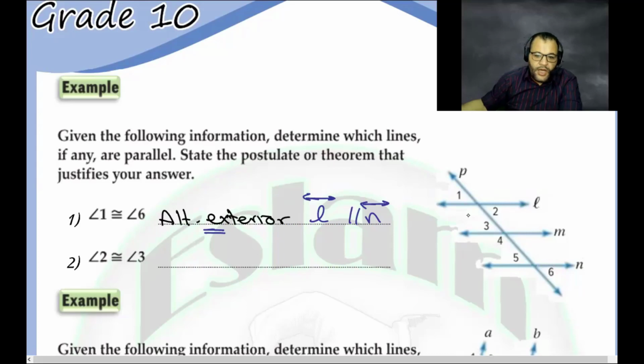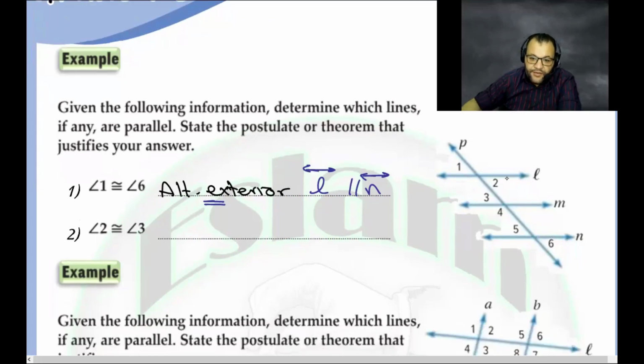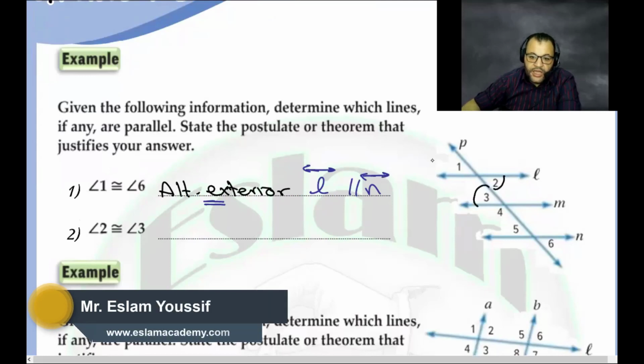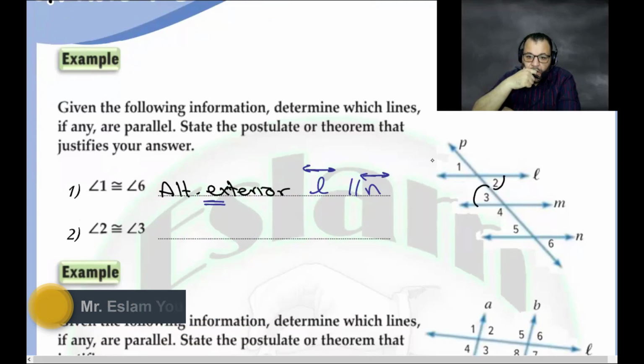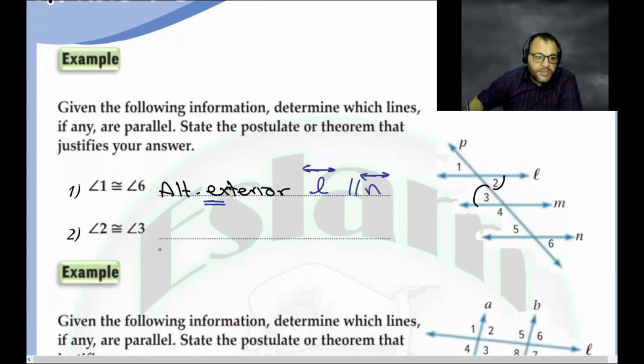Now, given that angle 2 and angle 3 are equal in measure, is this condition enough to prove parallelism or not? Yes, because they are alternate interior angles.